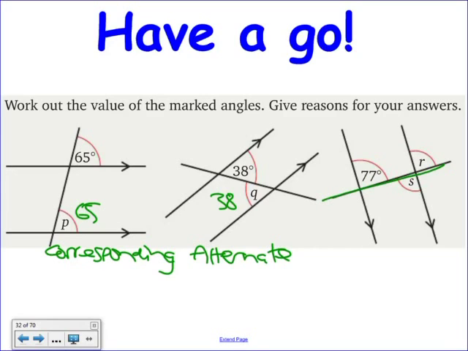No, that's our transversal here. R is 77 because it corresponds to this 77. So you don't go along with the 180 straight line. This angle here is the one you're talking about, which is 103. But this is the transversal, so if that's 77, that must be 77 because it corresponds. So 77 for R, we got through corresponding angles.